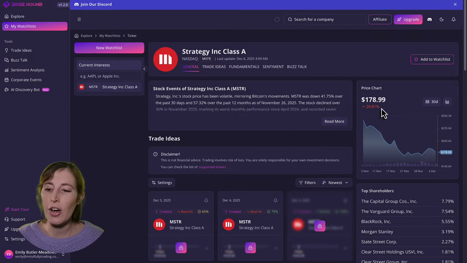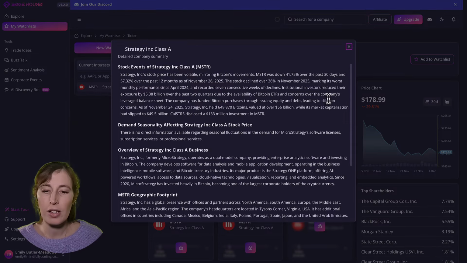At the moment on the charts, it's down quite considerably, and I believe that we might be getting to a point where we're looking to bounce back. Let's see what this platform says. Mirroring Bitcoin's movements, MSTR has been volatile, and it is down 41% over the past 30 days, 57% over the past 12 months. So it's definitely down. But the way that I see it is it's currently at a very discounted price. So it could be a very interesting place to buy.